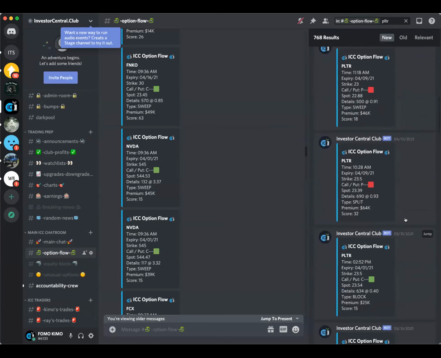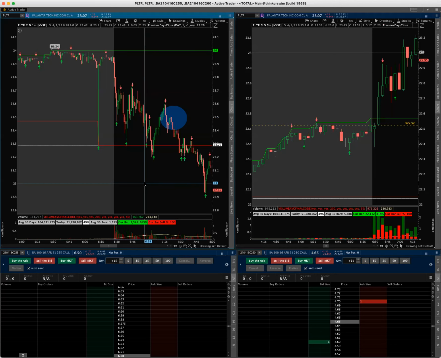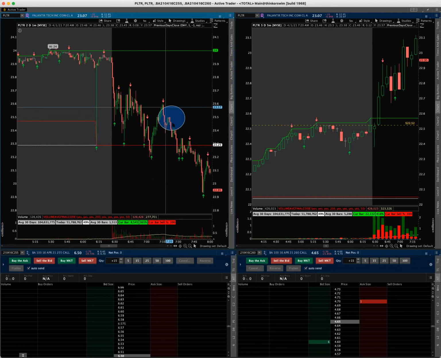So the first printouts of some puts were at 10:28 a.m. Eastern Standard Time. So that's around 7:28 our time if you're trading on the West Coast. Now I'm going back to my charts, where it's exactly where this blue level is right here.